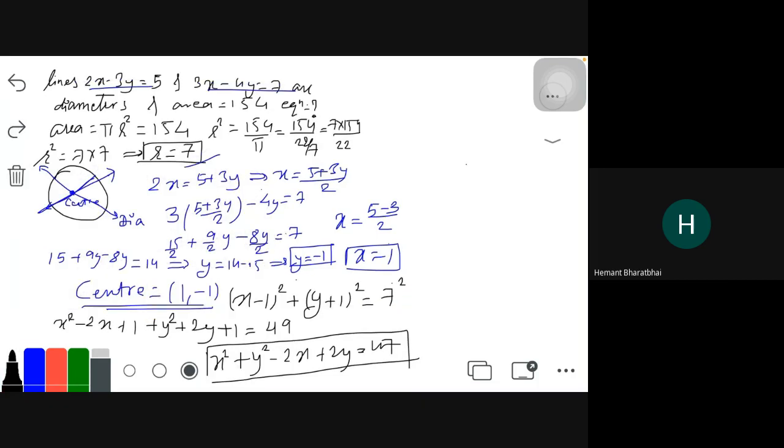Please take the screenshot. I hope everyone has taken the screenshot. I'm moving on to the next numerical.